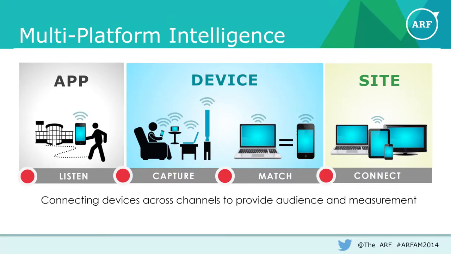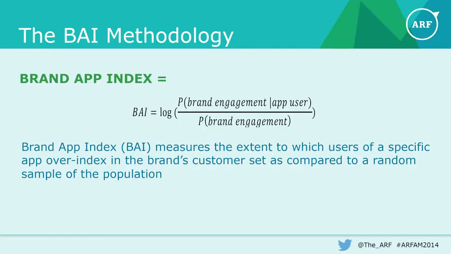But in order to be able to use that and then try to correlate that to site behavior, we had to cross between the platforms. And we did that using our innovative crosswalk of, first of all, listening to the app signal on the devices, capturing that on the mobile device itself, and matching that over to the desktop devices, and then looking at the site behavior on those desktop devices. By doing that matching, now we can correlate the app usage to the website behavior. And we created a metric that we called the brand app index, which actually shows the extent to which users of a specific app also use a certain brand's website and have site visit activity on that site.